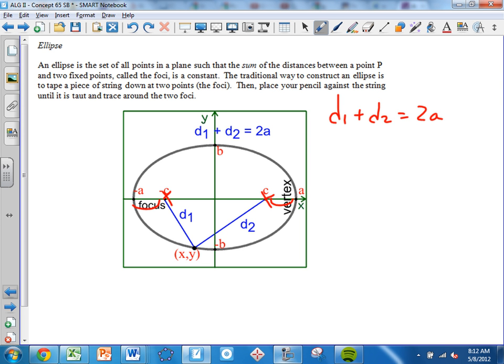Now remember, this is like you're flattening out this rope here. Remember this distance here is really 2a, it's like you're flattening out the rope. If you took the two focal points and just pulled them taut, they would flatten out to that right there. So all we really have is d1 plus d2 equals 2a right now.